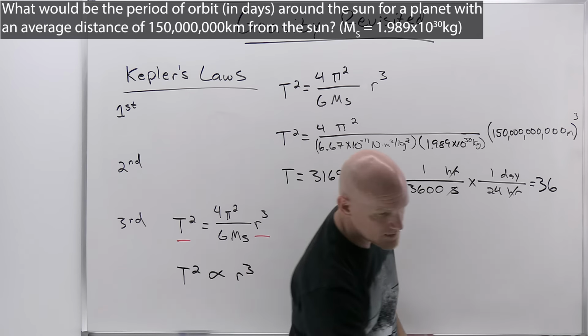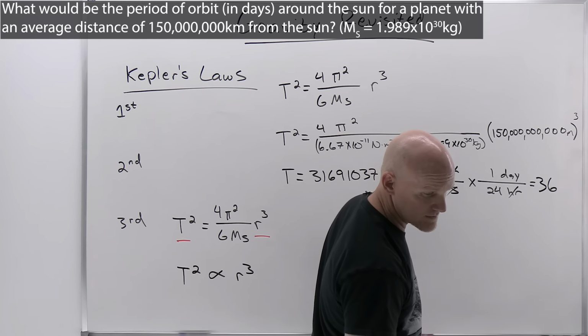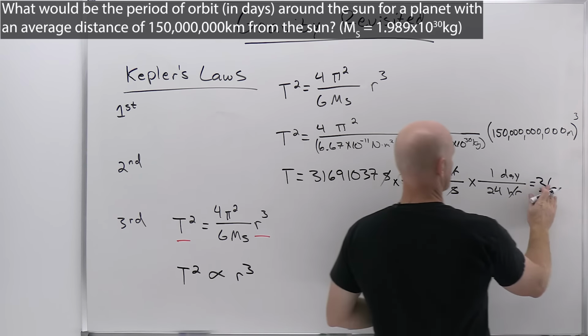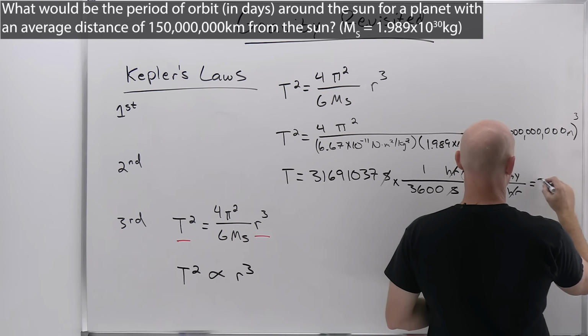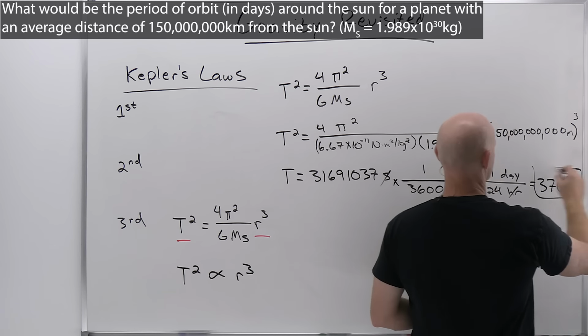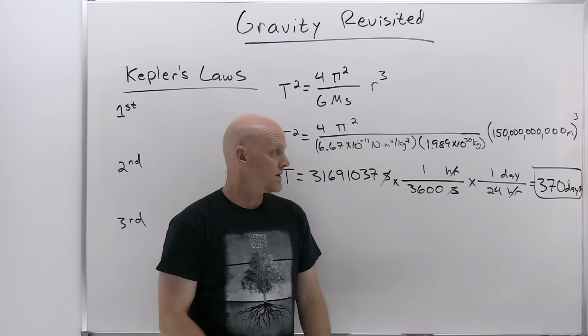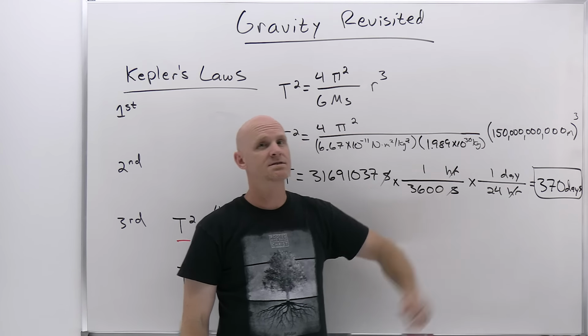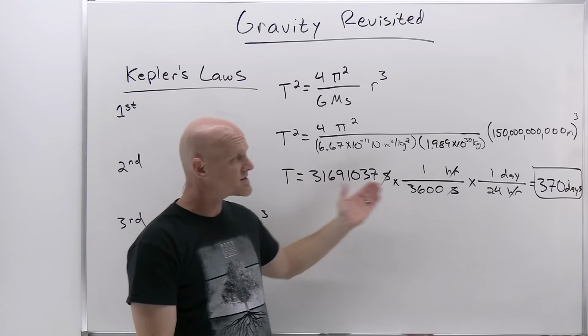The number of sig figs we want here is looking like just 2, actually. So we'll round this to 370 days. And this is rounded, you might have guessed. This is the average distance from the Earth to the Sun, which is why this comes out so close to 365 days.